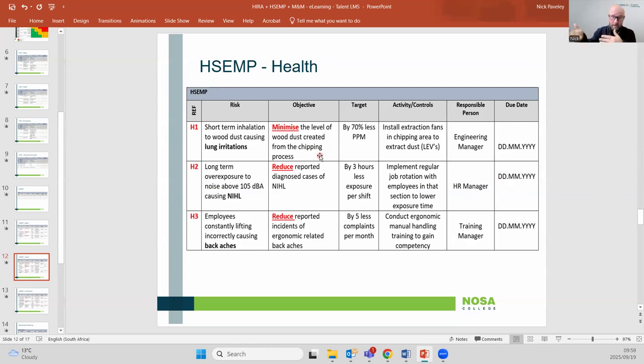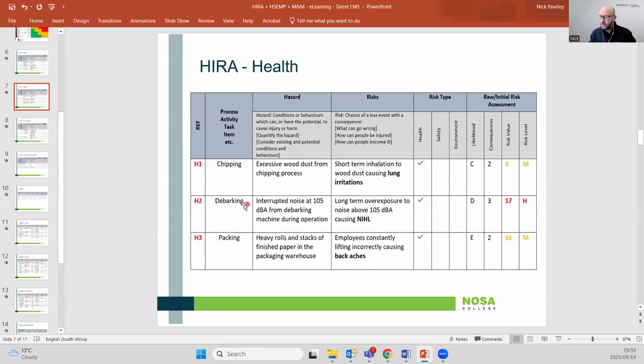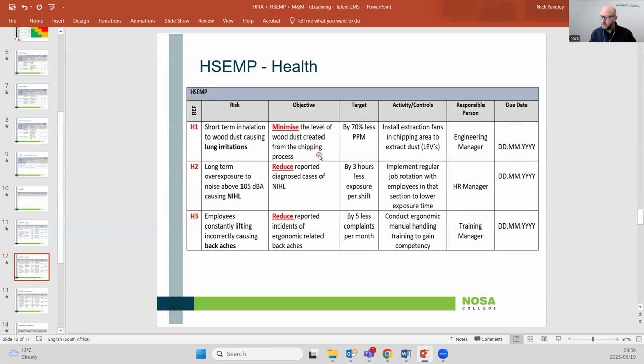So here, I'm proving that we are going to be mitigating either the hazard or the risk. Okay. But in this particular example for H1, my problem is, in fact, the wood dust. So I'm going to set an objective to try and minimize the amount of wood dust created during, let's just go back to the HIRA, it was during the chipping process. There was my hazard, that excessive wood dust. So I want to try and minimize that wood dust because hopefully that will then also mitigate the risk. So I want to minimize the level of wood dust from the chipping process.